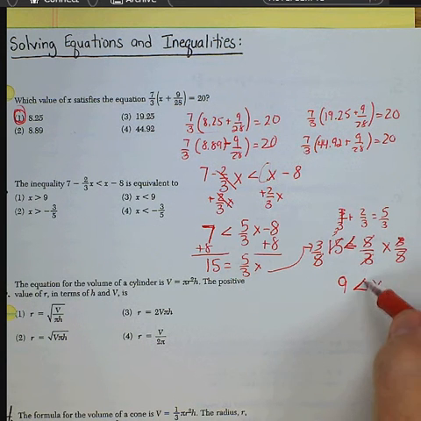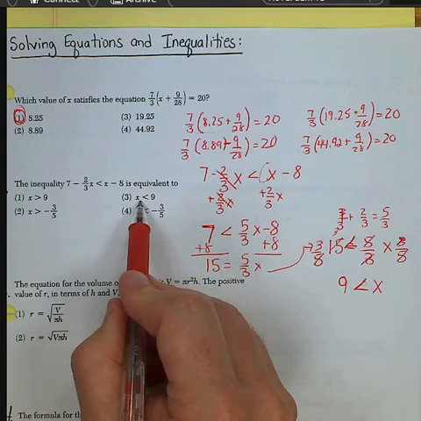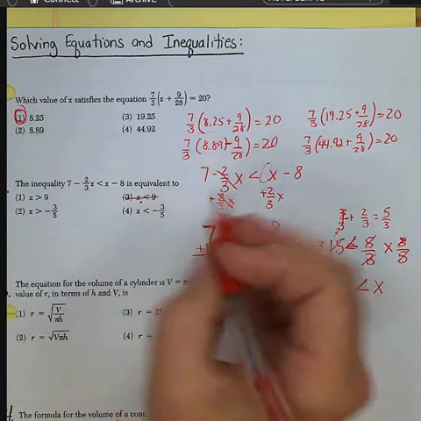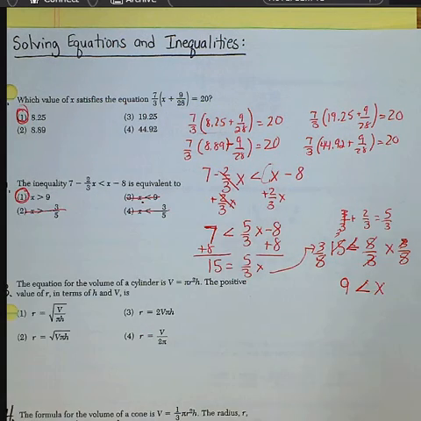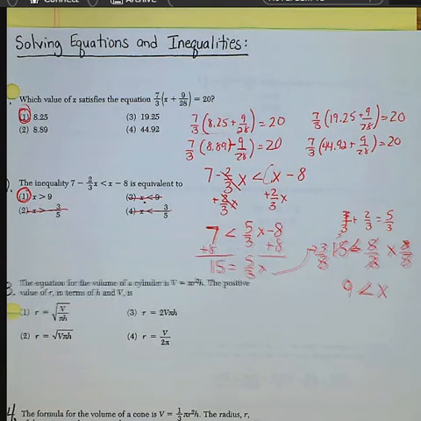Again, look, it's open on the x side. Here it's pointing to the x. That's not the same answer. None of these are. So it's x is greater than 9, choice 1. Please be careful not to make that mistake.